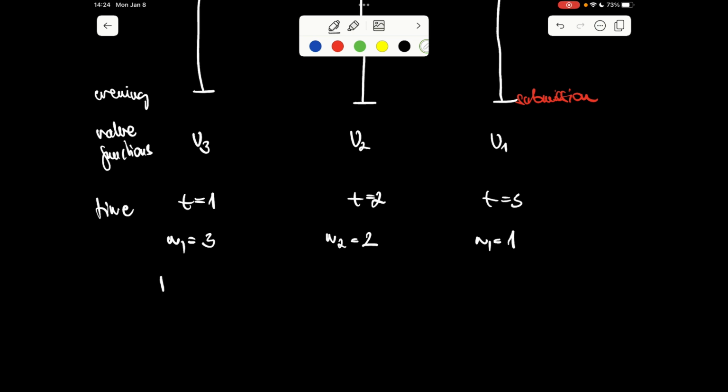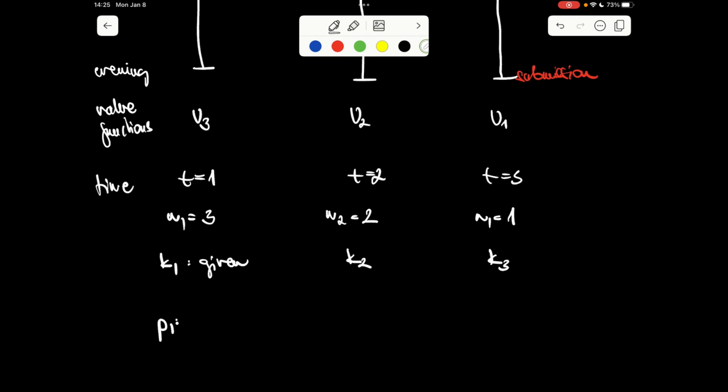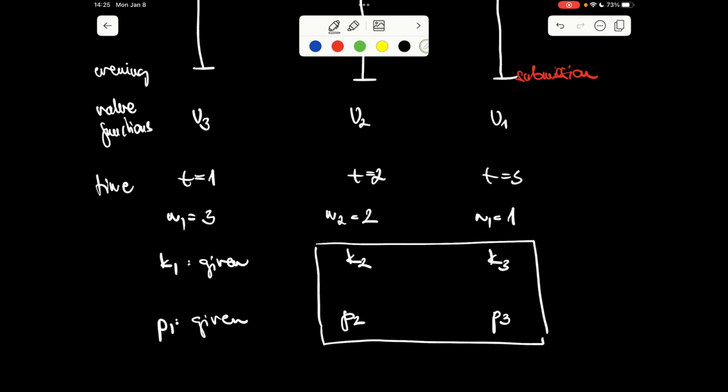Okay, capital stock in the morning of day 1 is given. Okay, and P1, it is also given, and these are the endogenous state variables. And this is the exogenous.